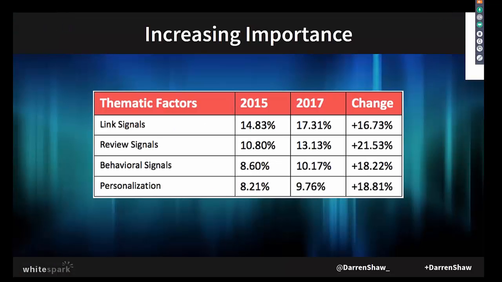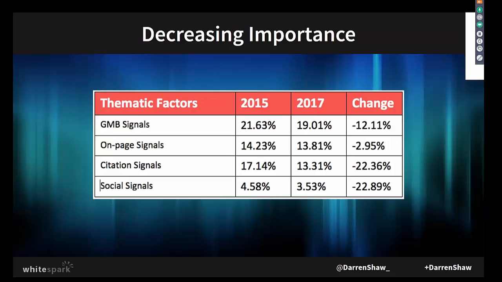So on the thematic side, I want to look at the increased importance. Links, in 2015, went from 14.83 to 17.31, so they've had a 16% increase. Reviews have seen a 21% increase. Behavioral signals have seen an 18% increase. I'm surprised that's not even higher. I think over time that's going to get higher. And personalization saw an increase, but really, it went from 8.21 to 9.76, so it's not really that notable that personalization is that much more important.